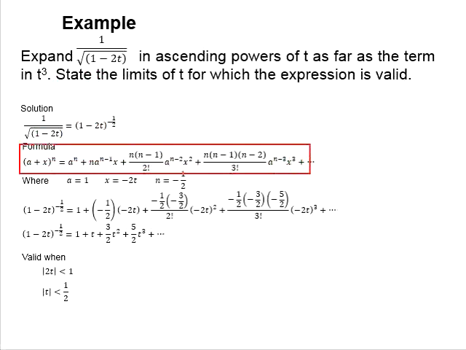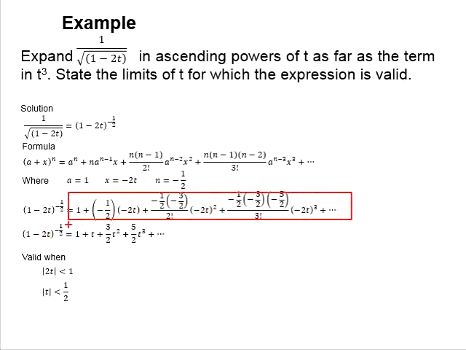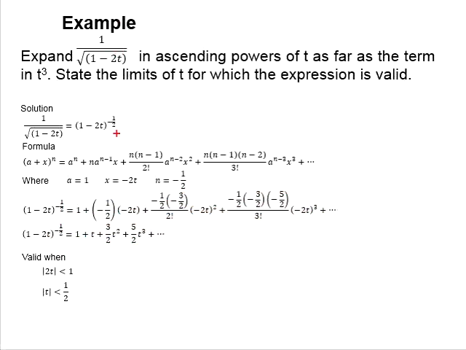This is the formula. Substitute the relevant values into the formula. You will get this. After simplification, you get this. The expansion is valid when the x term here is less than 1 and greater than -1. This can be rewritten in the form of modulus 2t less than 1. After rearranging, you get modulus of t less than 1/2.